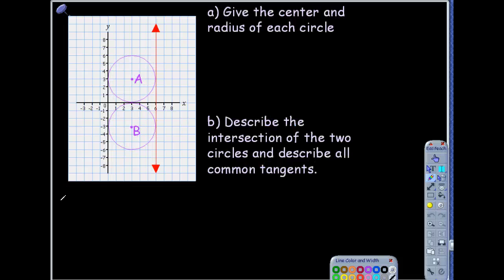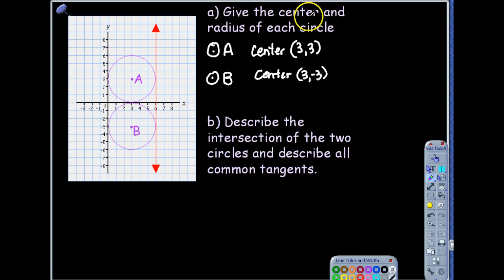All right, last example. It says, give the center and radius of each circle. Let's first name the circles. We've got circle A and circle B, and that's how we can talk about what's what, because there are 2 scenarios. When it says give the center, it doesn't mean the center for circle A is A. On a coordinate plane, they're referring to the location of point A. So the center for circle A is at (3, 3), and the center for circle B is at (3, -3). All right, so that's one piece.